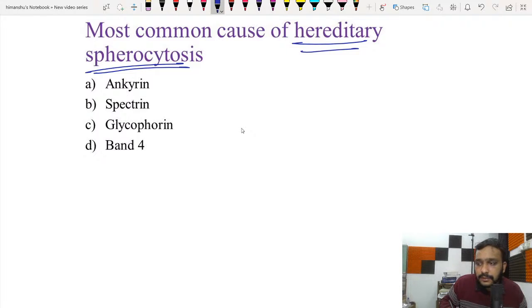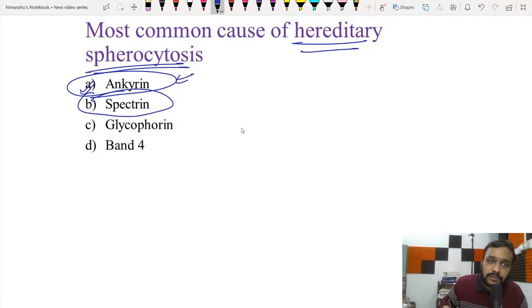Let's see who can answer this. The most common cause of hereditary spherocytosis. Very good, Dr. Priya. The answer is ankyrin. It is the most common cause of hereditary spherocytosis.